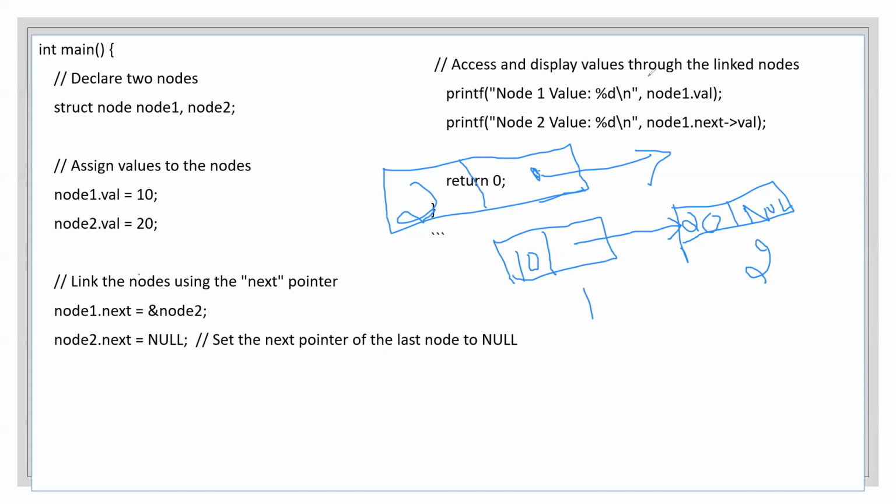Now access and display the values through the linked nodes. Node 1's value is node1.value, and node 2's value is node1.next->value. Here we are using the pointer. So the output is 10 and 20.